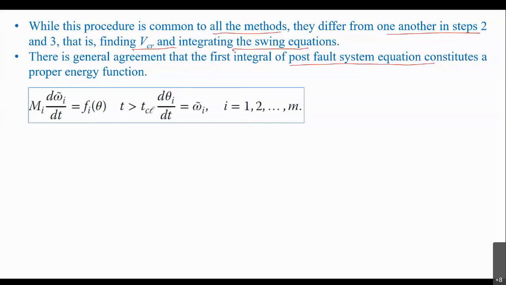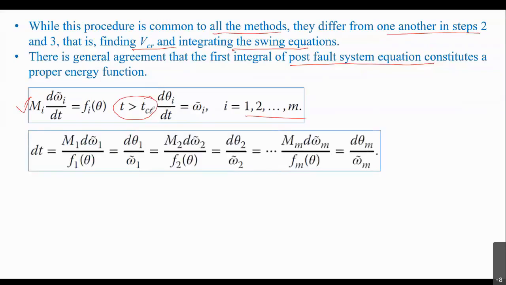So let us see the differential equations. This is the differential equation, m_i d(omega_i tilde)/dt equal to f_i(theta), and this is for the post-fault time frame, d theta_i/dt equal to omega_i tilde. We know this for all the machines, right? Now we will equate dt for both equations, and then consider each of the pairs.